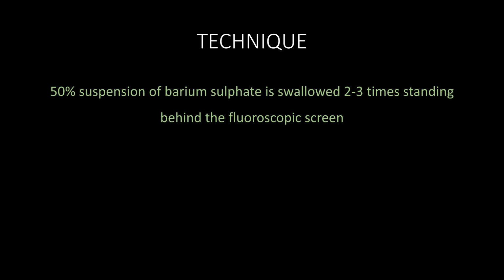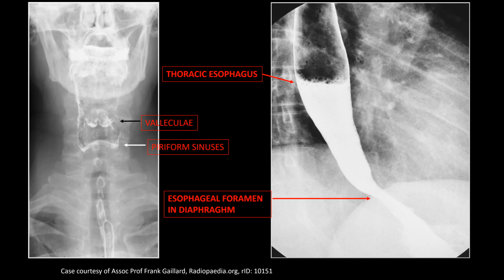In this technique, we use 50% suspension of barium sulfate, which is swallowed by the patient 2 to 3 times standing behind the fluoroscopic screen, and images are taken when the patient swallows the barium sulfate solution. Here we have 2 images. First image shows the barium present in the pharynx. This indicates the shadow of the barium. This is the vallecula, and this part is the piriform sinuses.